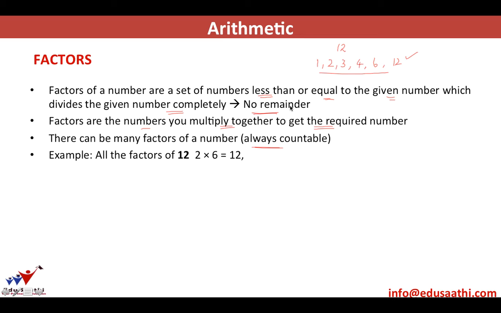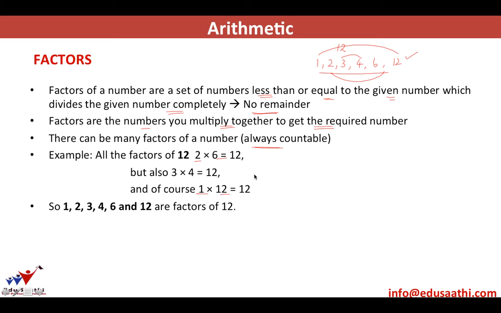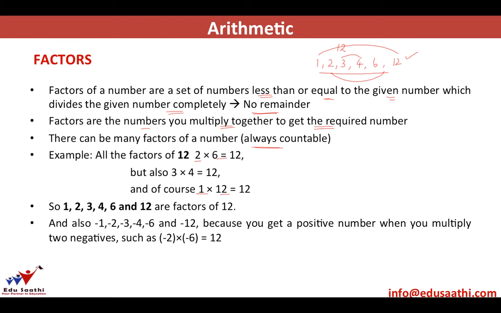The product of equidistant factors gives you the number itself. So it could be 2 into 6, it could be 3 into 4 and of course 1 into 12 that you have. So 1, 2, 3, 4, 6, 12 are the factors of 12 that we have. Also, minus 1, minus 2, minus 3, minus 4, minus 6 and minus 12 are factors because you get a positive number when you multiply two negatives. Minus 1 into minus 12, minus 2 into minus 6, and so on. So they can be positive factors or they can be negative factors as well.